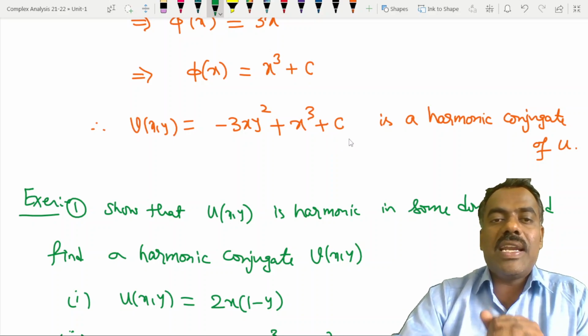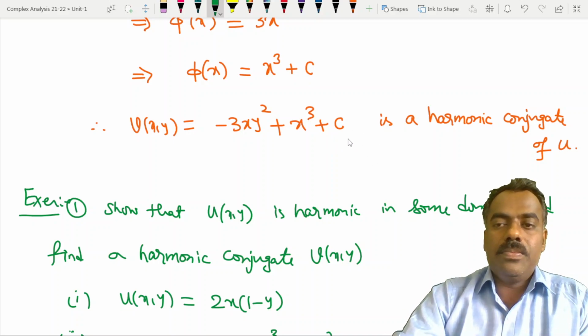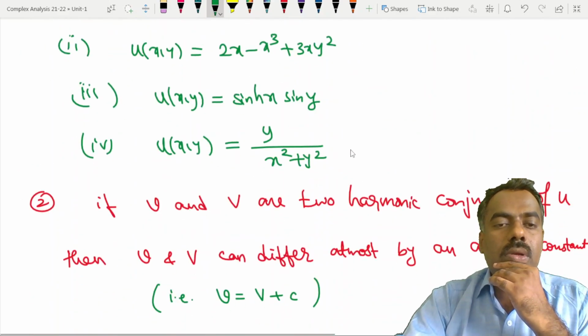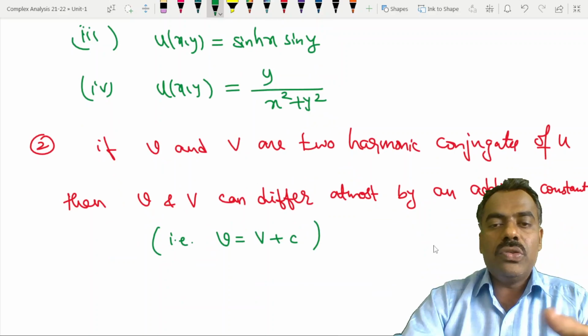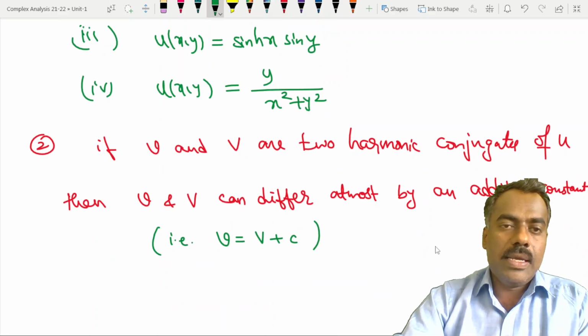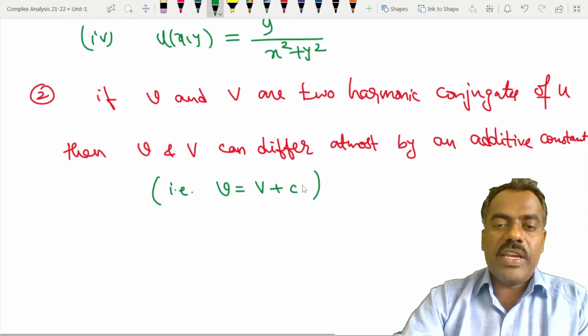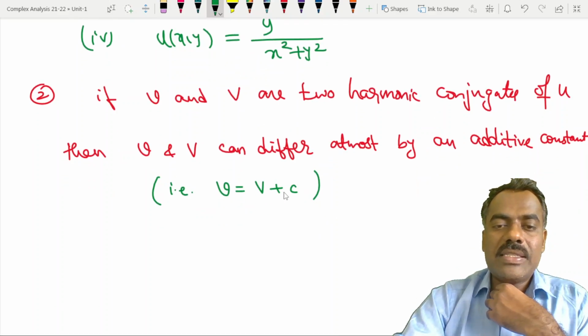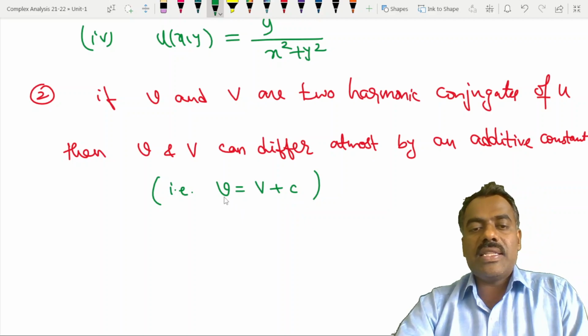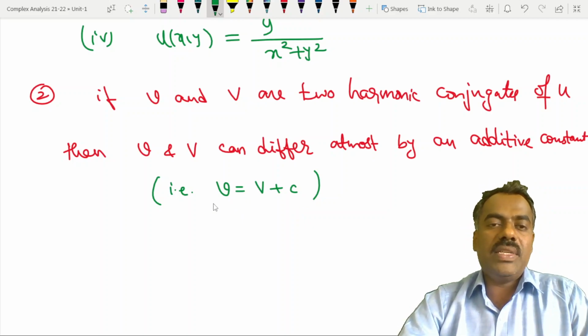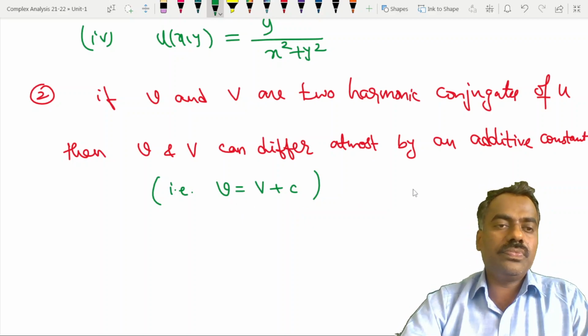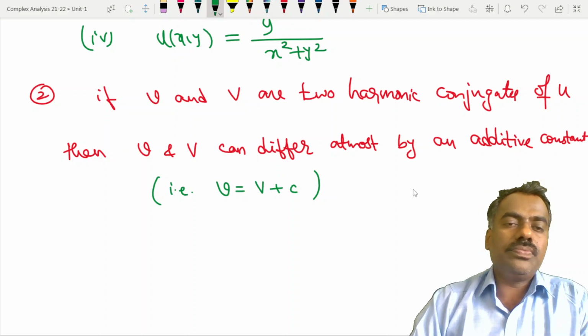Because this constant doesn't change the results. So if you have two harmonic conjugates, then they should differ by an additive constant. That means if you forget about this additive constant, then they are the same. Is that clear? Yes or no?